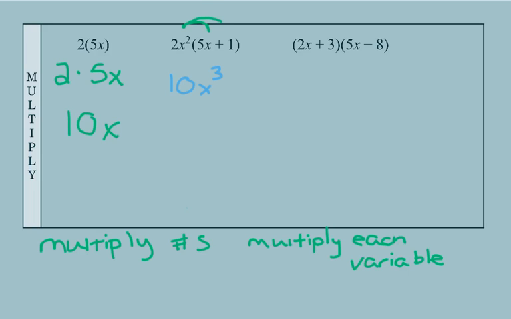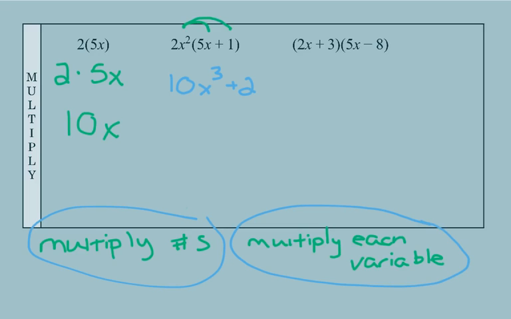Now let's do that 2x squared times 1. If you remember anything times 1 is itself, just go ahead and write that down here. But if we go through our steps again, just in case, we have to multiply our numbers. 2 times 1 is 2. And then we have to multiply each variable. Now we just have an x squared, so I'm going to tag on a little x squared there. So your full answer is 10x cubed plus 2x squared.